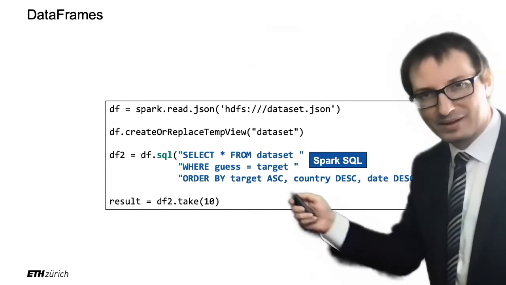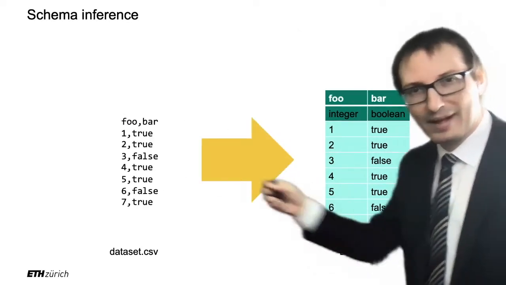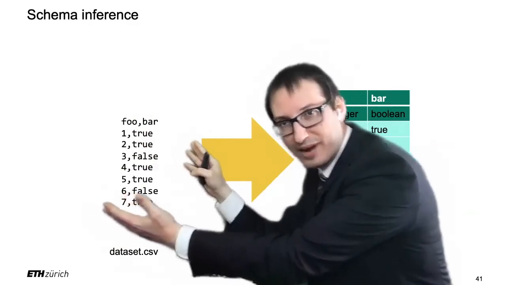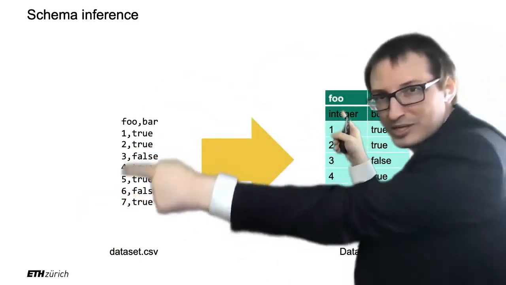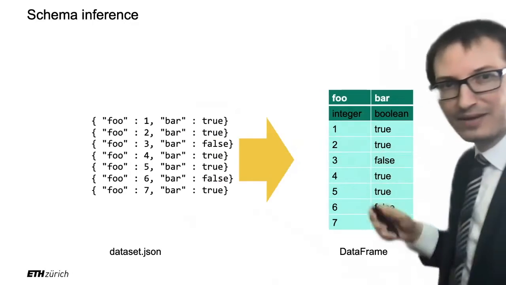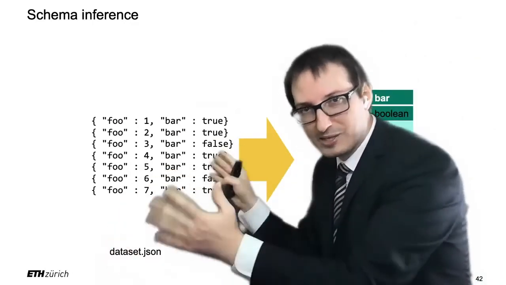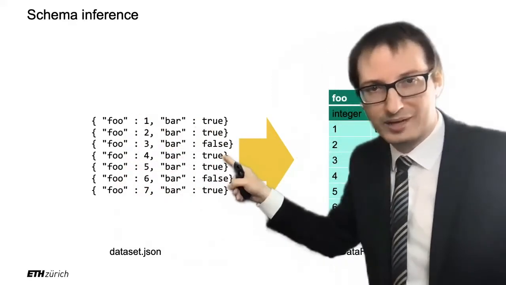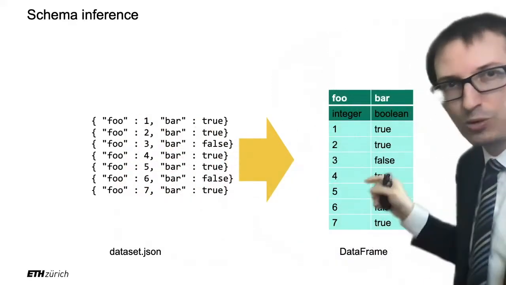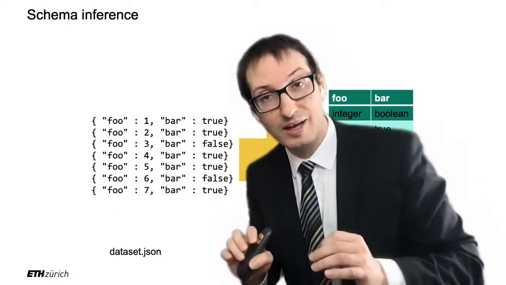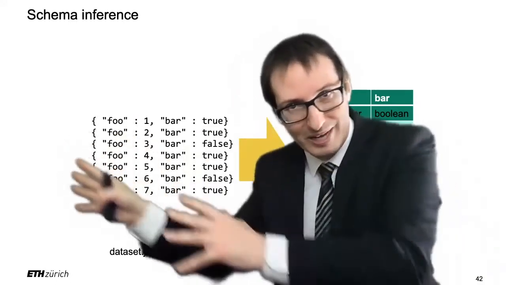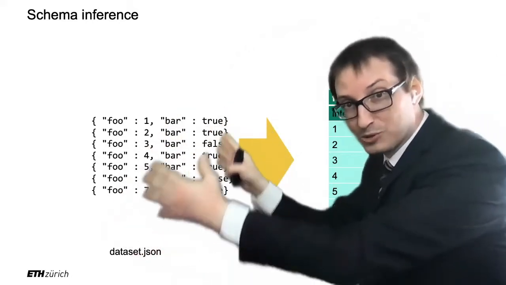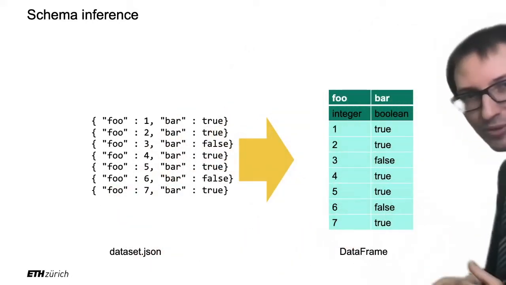Okay, so we have data frames, we have SQL. Spark automatically validates. Here it reads the CSV file and it automatically sees that this is always an integer and this is always a Boolean. For JSON, Spark is also smart. It will automatically recognize here that foo is an integer and bar is a Boolean, right? So this is automatic schema inference. It doesn't always work, and I will show later that it has its problems when it doesn't work, but sometimes it works. So in that case, it works, and this is the data frame you get.